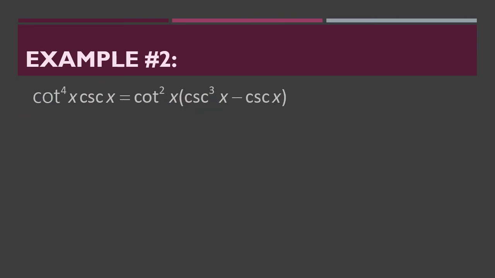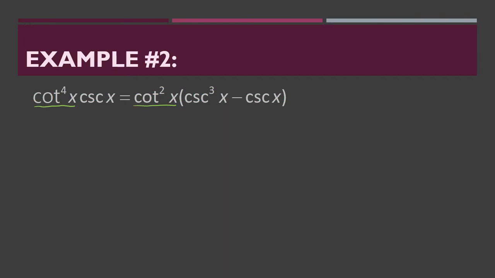All right, let's check out another problem. For example, number 2, we have cotangent to the fourth x times cosecant x equals cotangent squared x, parentheses, cosecant cubed x minus the cosecant of x. So if I look here, I already see things that I have in common. I'm looking here where I have a cotangent to the fourth and a cotangent squared. So I don't really need to get rid of all those cotangents.